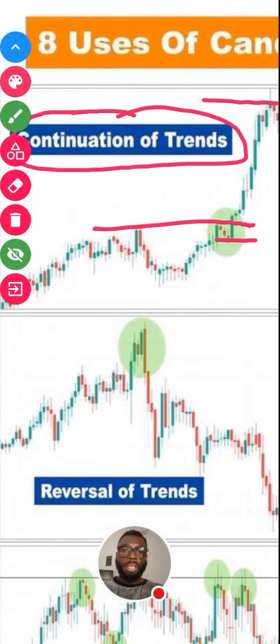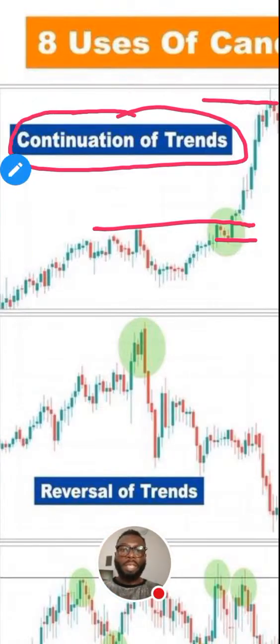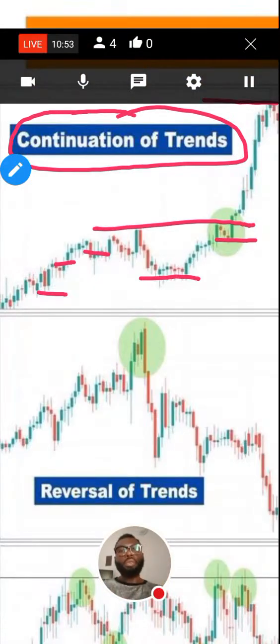Why the continuation trend is sometimes most persons you might miss to enter a buy here, you might miss to enter here, you might miss to enter here. You might even miss to enter here. You want to enter at a place where you now get a fresh confirmation that the buy is still in progress, the trend is still bullish. Okay, so what is that confirmation?